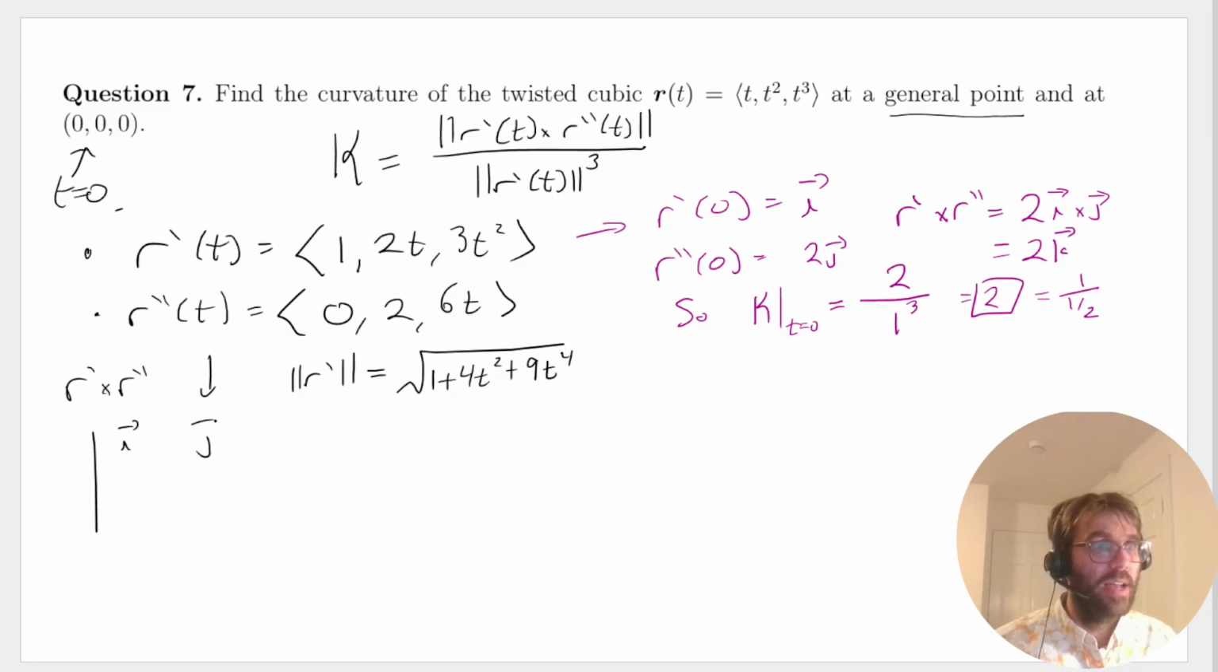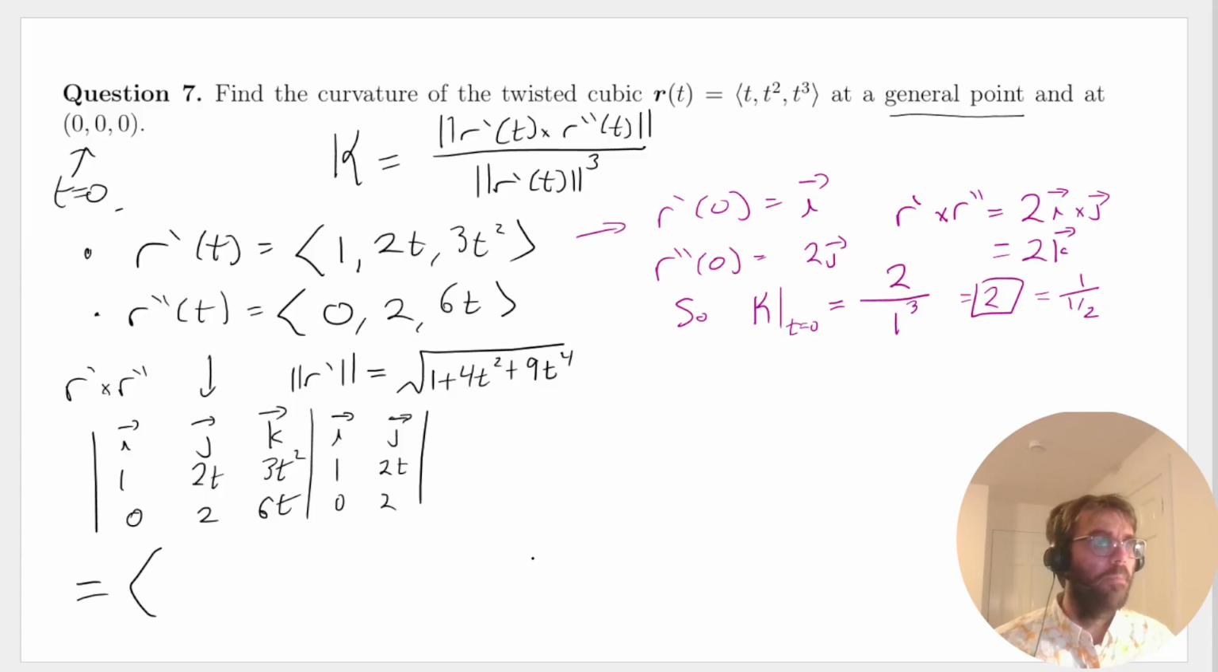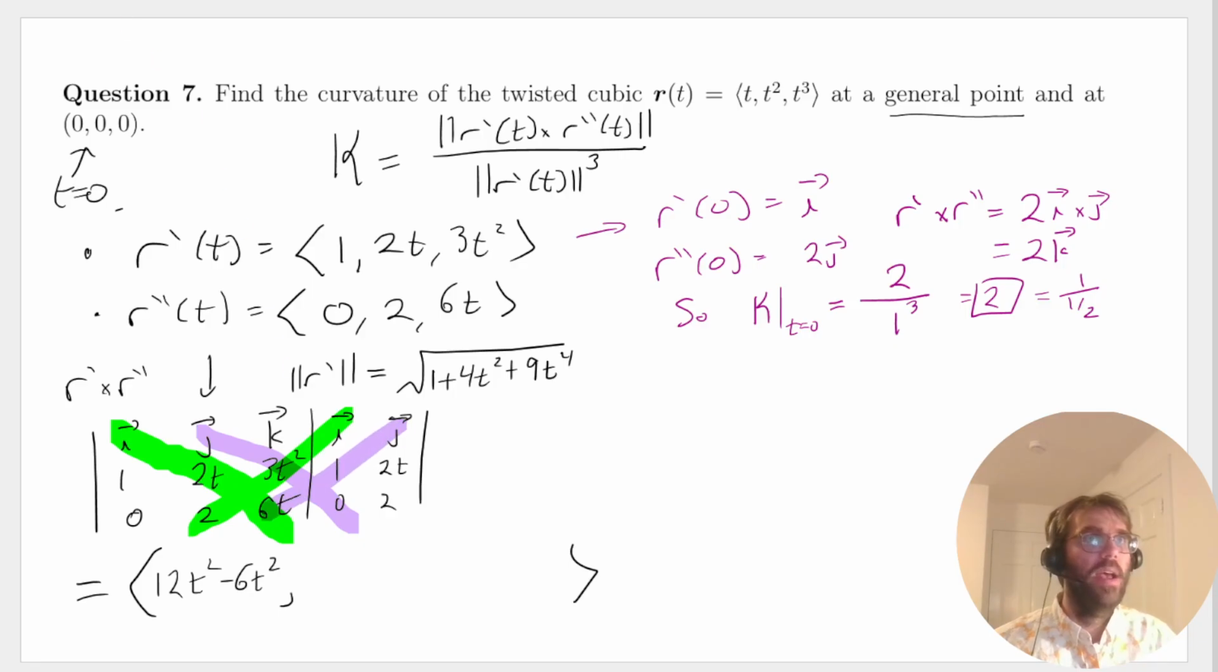I'm going to find the cross product. i, j, k. R prime is 1, 2t, 3t squared. R double prime is 0, 2, 6t. We're going to add our other columns here, an i and a j. 1 and 0, 2t and 2. And here we go. My i component goes down and right and down and left. What do we get? That is 12t squared minus 6t squared. The j component goes down there and this way. That first one is a 0. We just get a minus 6t.